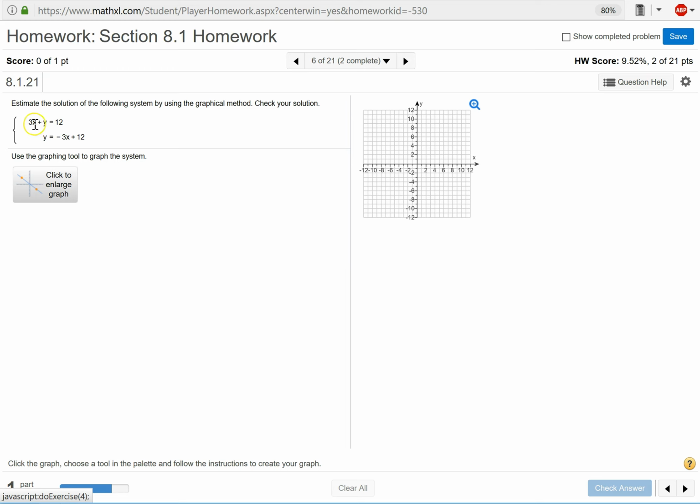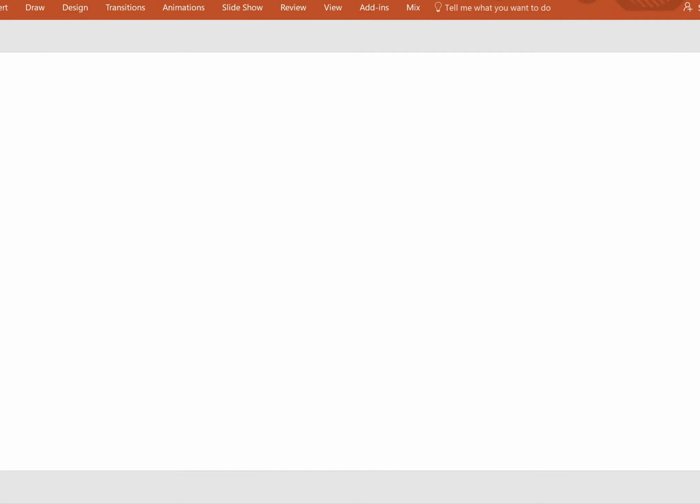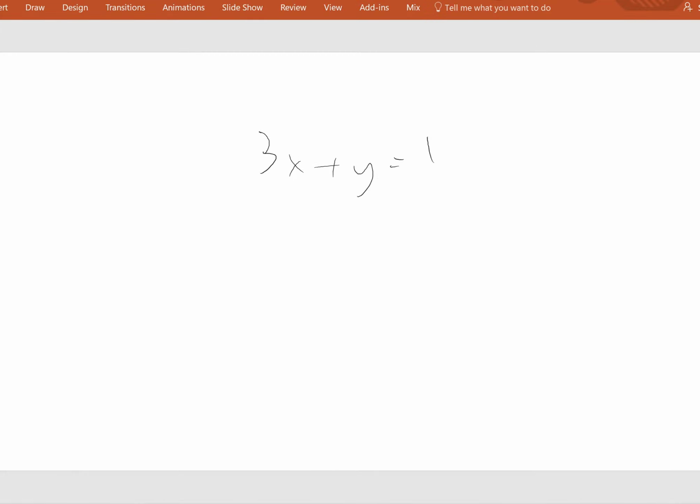So in this case here, looks like I have 3x plus y is equal to 12. That one is not solved for y. Let me go ahead and do so. Let me subtract 3x from both sides, and if you can kind of see what's going to happen here, the top equation, when you subtract 3x from both sides, here's a plus, yeah, it's plus 12.